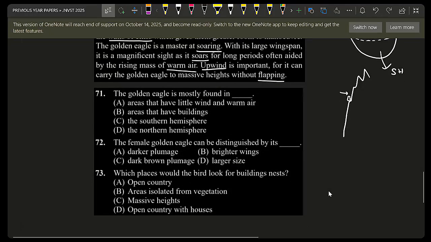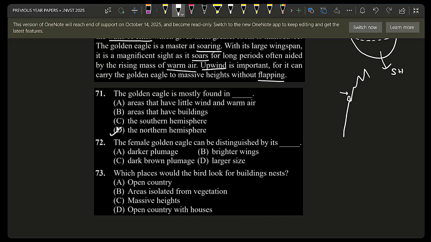71st question. The golden eagle is mostly found in areas that have little wind and warm air? No. Areas that have buildings? No. The southern hemisphere? No. The northern hemisphere. According to the passage, it is clearly mentioned that they live in the northern hemisphere, in open fields.